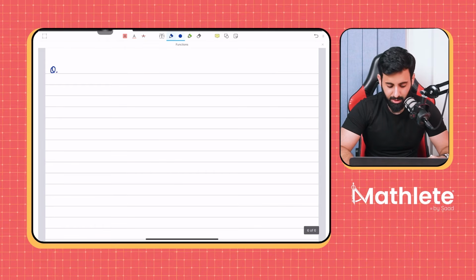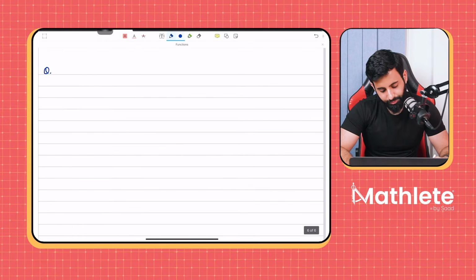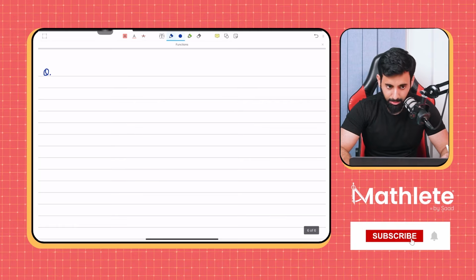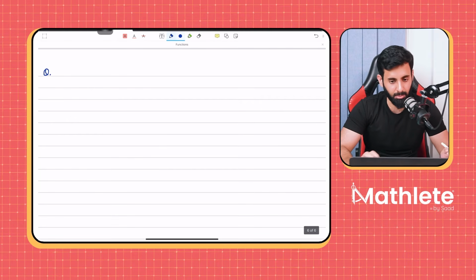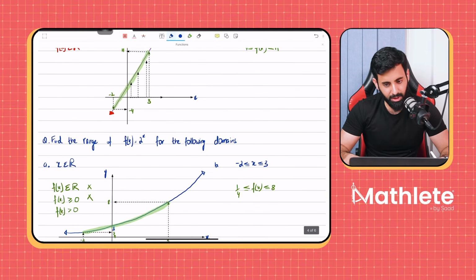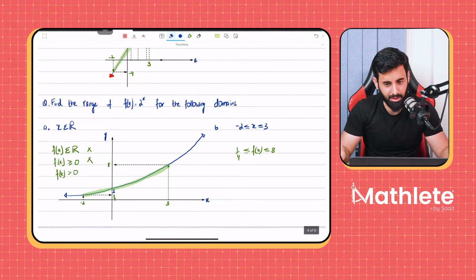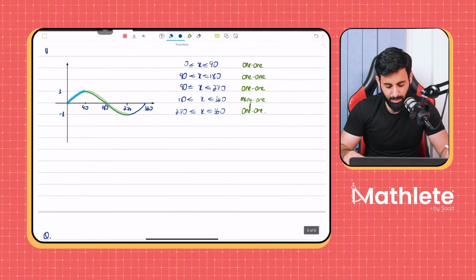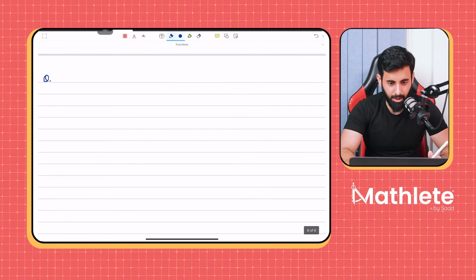Domain and range is a very important concept. Students usually get confused when they're dealing with many to one functions. Only when you have to find out the range of a many to one function do you have to be careful. For a one to one function, we saw we don't have to worry about it. We can just plug in the extreme points, find out the range. That's it. We're done. But what happens if you're dealing with a many to one function?